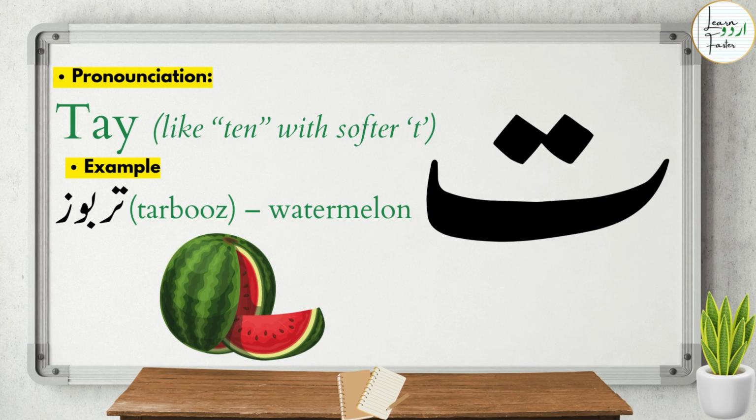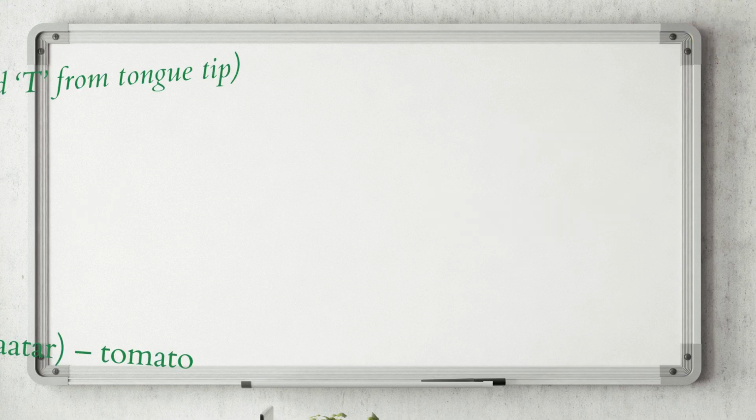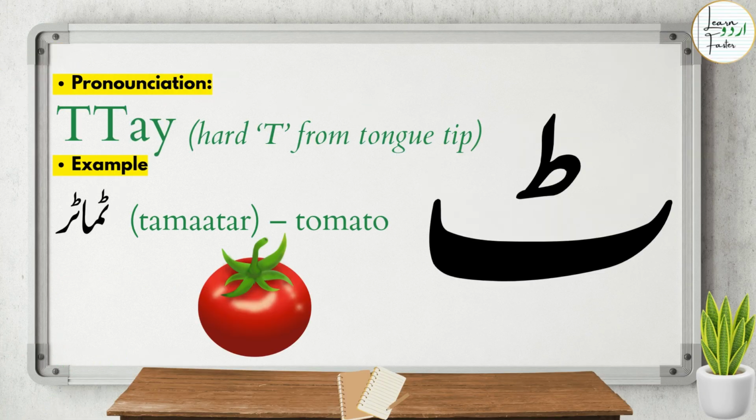In te there are two dots, nukte, above it. So the identification of this letter is that in te there are two dots, nukte, over it. Hope you understand it. Now move to the next alphabet. The next is te.